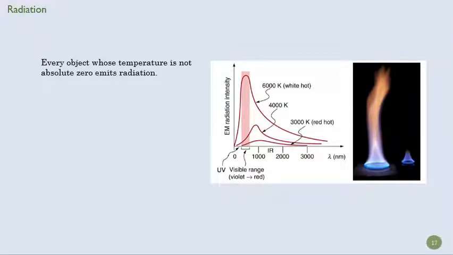So every object radiates emission unless its temperature is absolute zero, and there isn't really anything that has a temperature of absolute zero. So everything radiates. As the temperature of a surface rises, the radiation increases. So you can see here, the flame down here is hotter than the flame up here. And we see that as a different color because of the spectrum of that radiation, right?